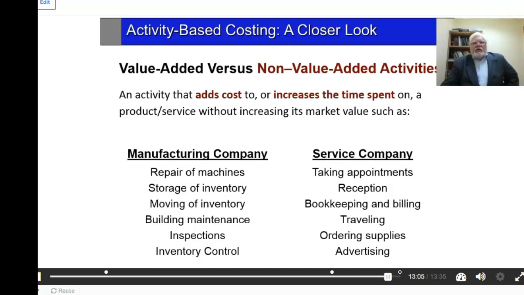So that's ABC. First, in the product costing area, where I assign the manufacturing overhead to the products based on the activities that product consumes. And also in the general management area, where I look at all the activities that I am managing, and I begin to determine which ones are value added and which are non-value added.